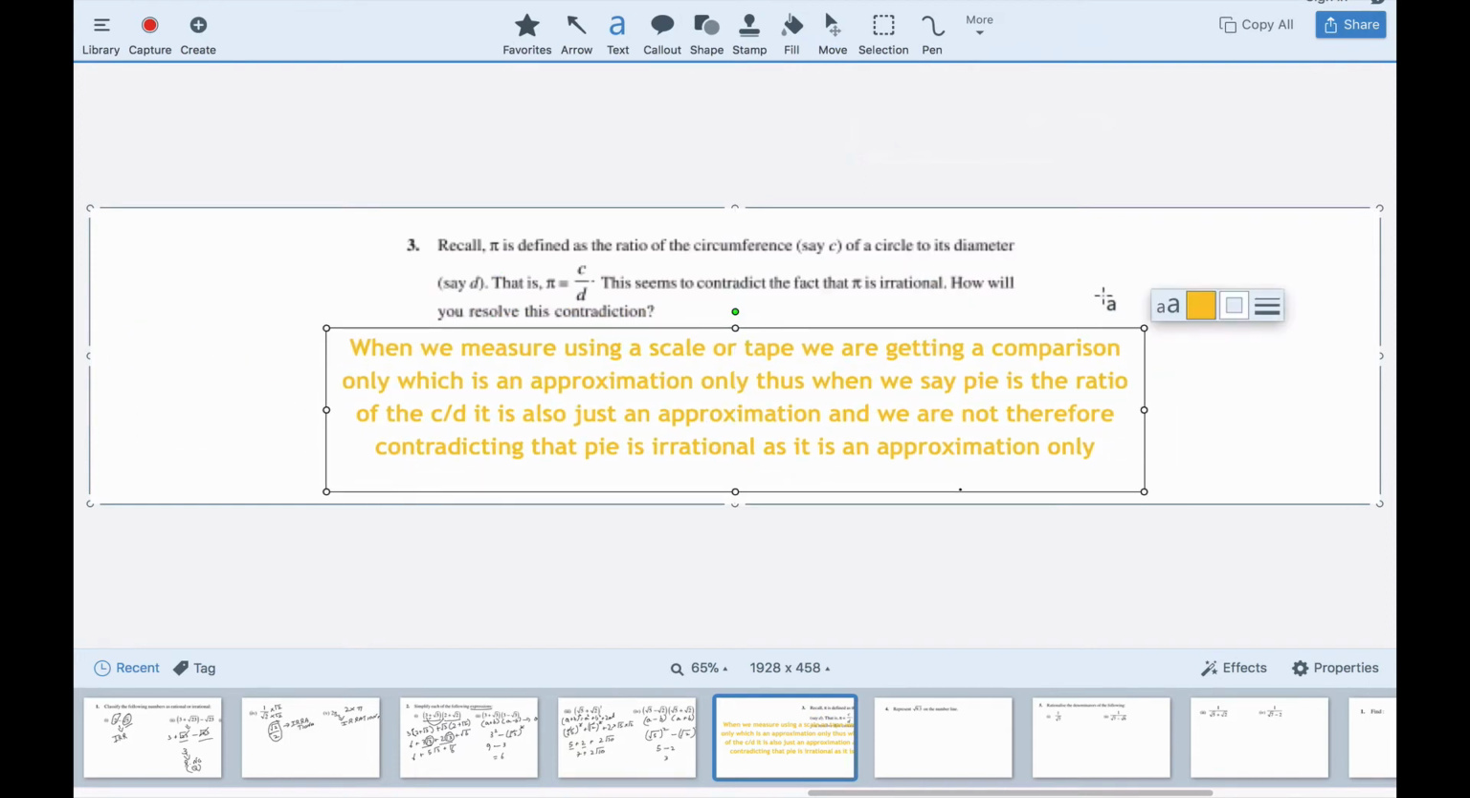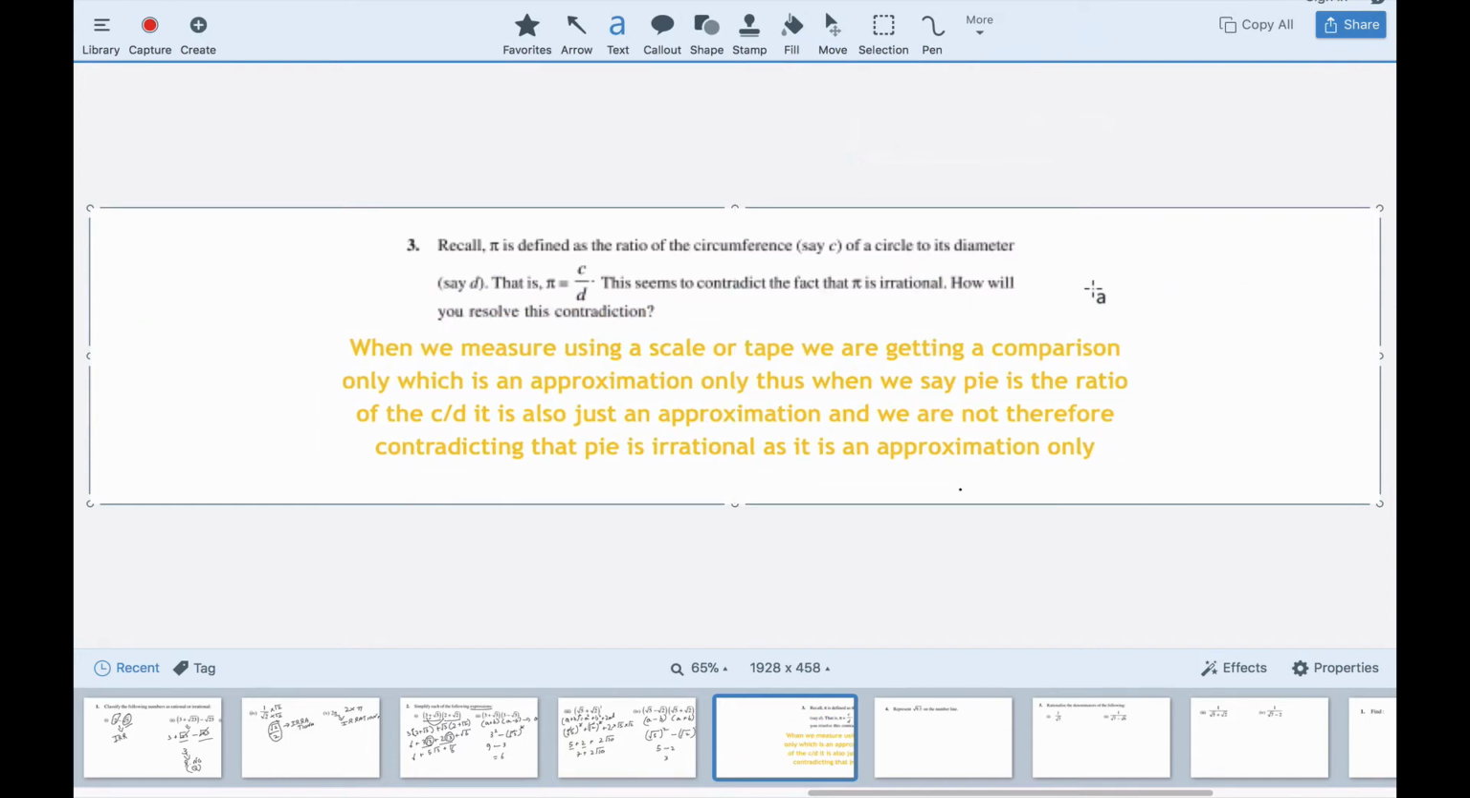Thus, when we find the ratio, we are just finding the approximation of that. So therefore, we are not contradicting that pi is irrational, as we are only taking an approximation or a rounded off value in this case. Okay.